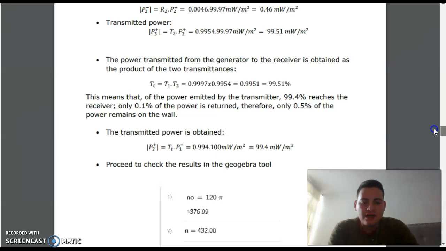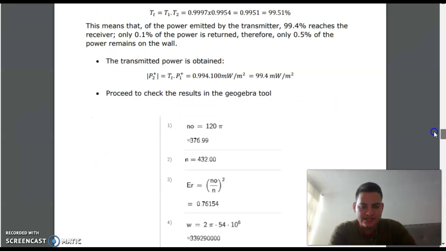This means that of the power emitted by the transmitter, 0.1% returns and reaches the receiver, therefore only 0.5 of the power remains in the wall. The transmitted power in no time. We proceed to share the results in the GeoGebra tool.